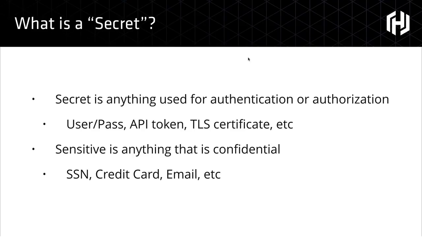Sensitive, on the other hand, is anything that we'd like to hold confidential, but can't really be used directly for authentication or authorization. So for example, social security numbers, credit cards, emails, these are sensitive pieces of information, but they're not secret. And there's a delineation there because the volume we have of secret material, where we maybe have 1,000 or 10,000, or on the outside 100,000 pieces of secret material, we might easily have millions, tens of millions, or billions of pieces of sensitive information.